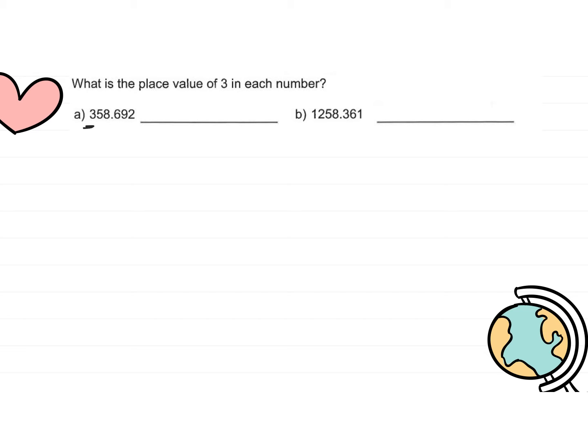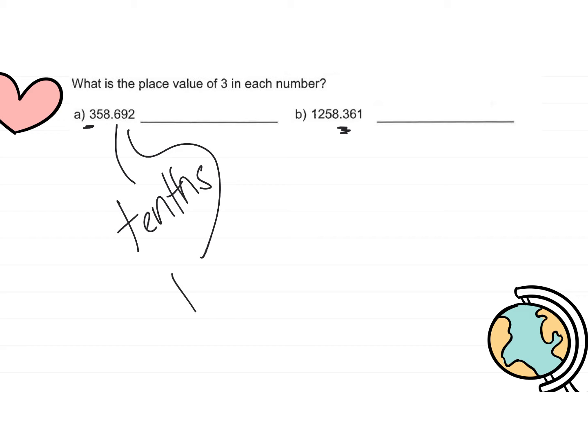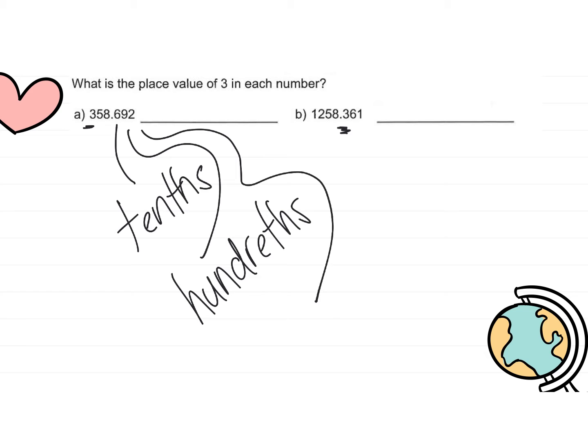First, identify where the 3 is. What they're asking is, does the 3 mean ones, tens, hundreds? Remember, the number after the decimal is called the tenths position. The one afterwards is called the hundredths position. And you can guess what the next one is called, the thousandths position.